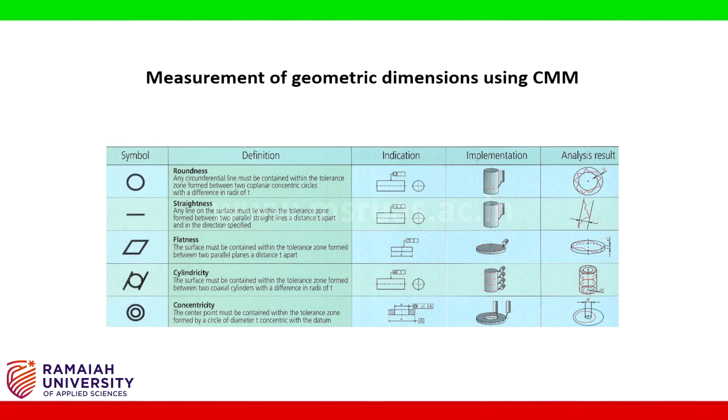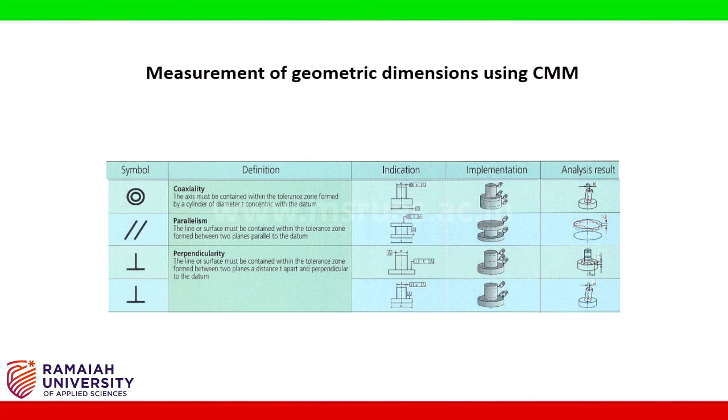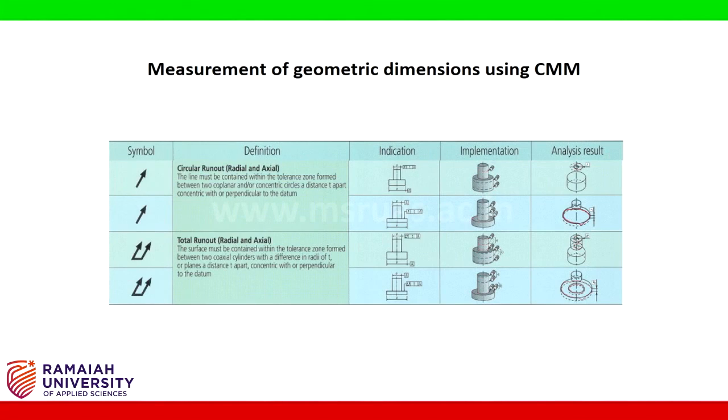Similarly, the geometrical tolerances can be measured by using the CMM. One can measure roundness, straightness, flatness, cylindricity, concentricity, coaxiality, parallelism, perpendicularity, and total runout for a given component. Hence, CMM can be used for measuring the dimensional and geometrical tolerances for the given component. This completes this demonstration of CMM operations used for inspections.